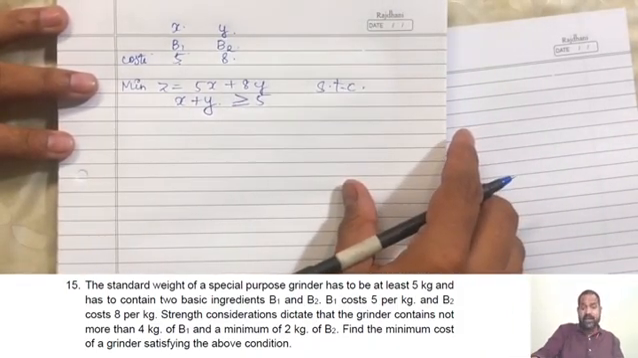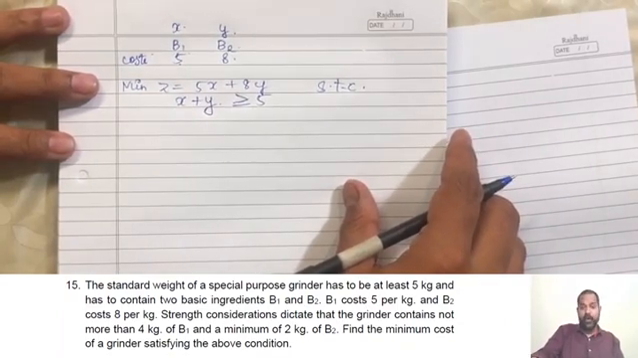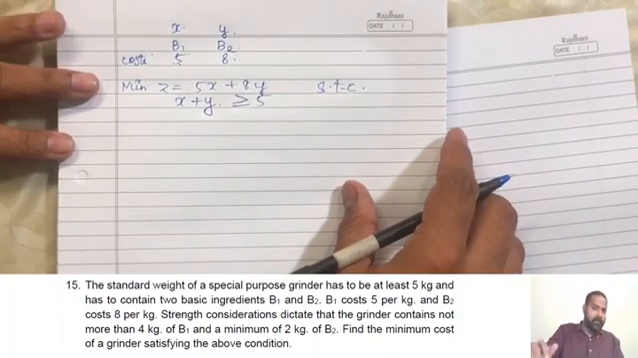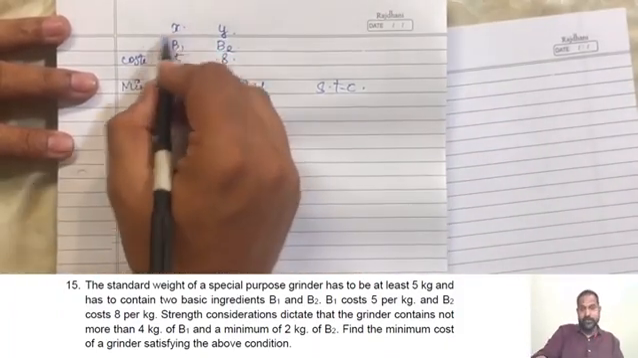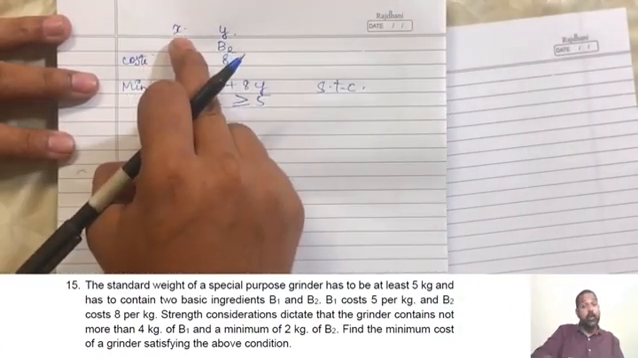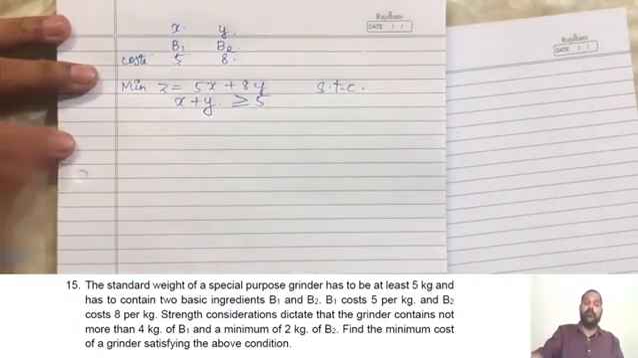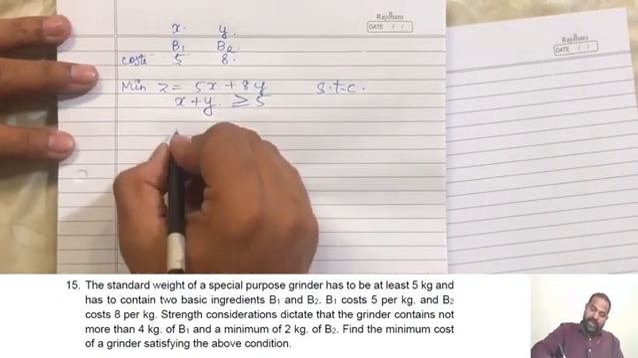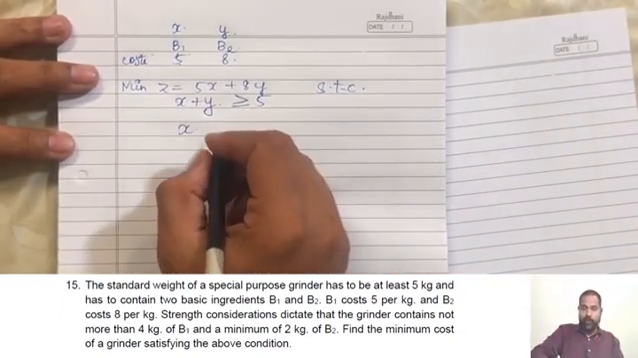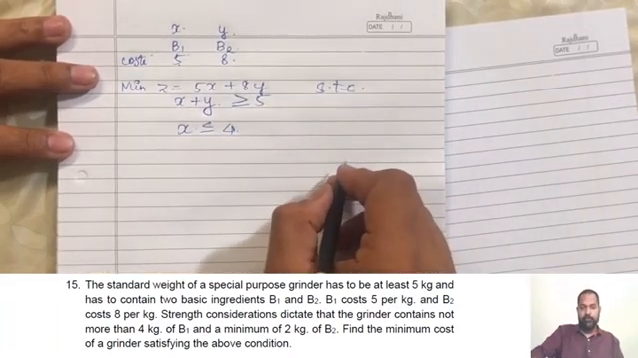Next, strength considerations dictate that the grinder contains not more than 4 kg of B1. How much are you taking? I am taking x kg. Well, then remember one thing. This x cannot be more than 4 kg. The grinder contains not more than 4 kg of B1, which means x that you are taking cannot be more than 4 kg, has to be less than or equal to 4.